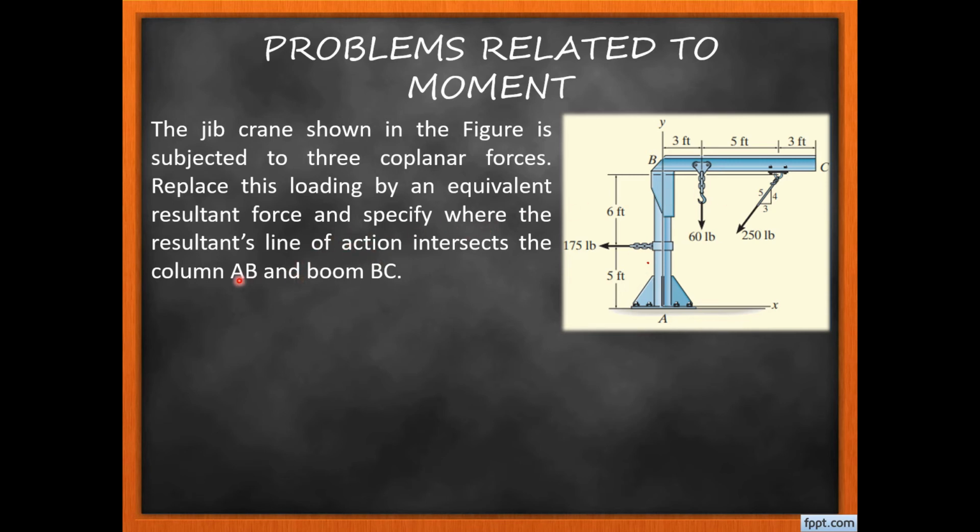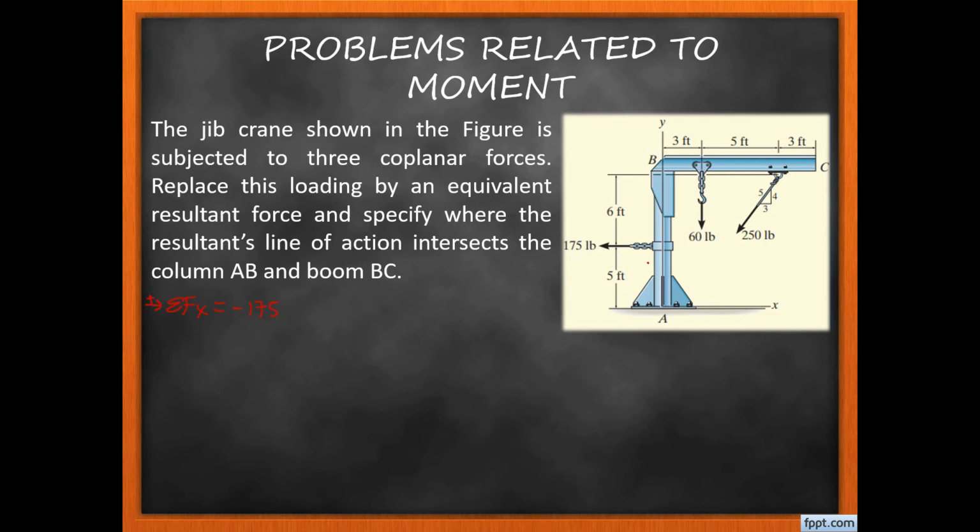Most probably yung line of action ng ating resultant force daw ay naka-cross doon sa ating AB and doon sa ating BC. So maaari pag ganito yung direction ng ating resultant force. But before that, kailangan muna nating makuha yung summation ng forces along X and summation of forces along Y para makuha natin yung resultant force. So summation of forces along X natin is equals to, let's say yung going to the right, i-assume natin as positive. So meron tayong negative 175.